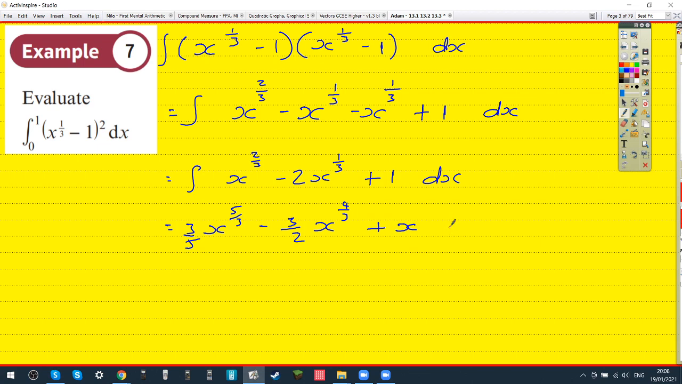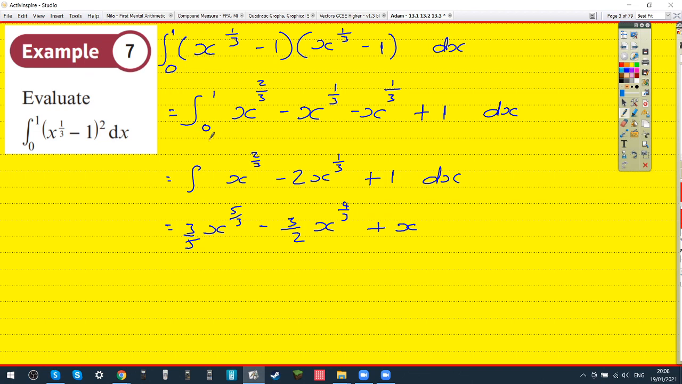Usually you would have a plus c at the end. However, with definite integration, which is what we have now, c will always be 0. We don't need to worry about it. So far so good, just normal integration. What is this 1 and 0 about? I'll explain it in a second.